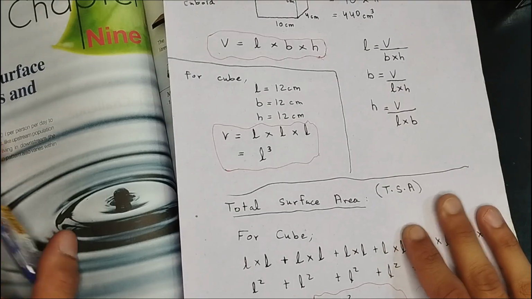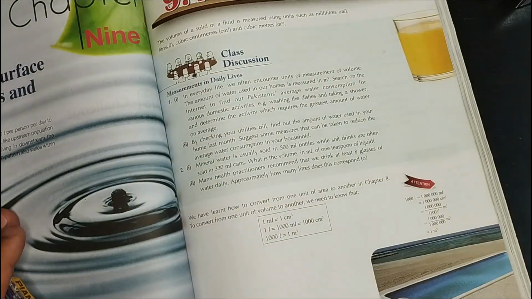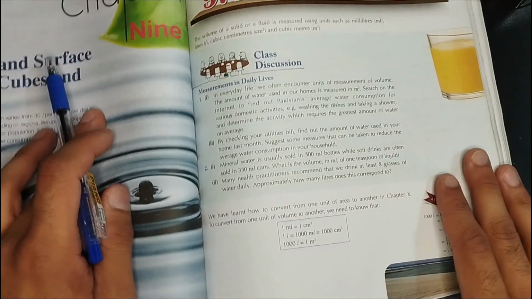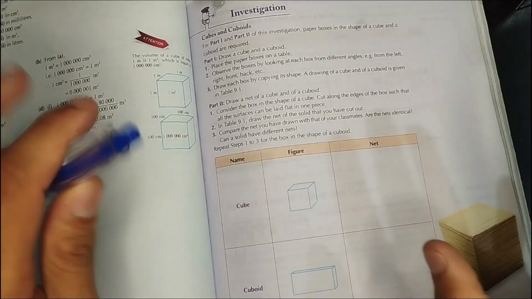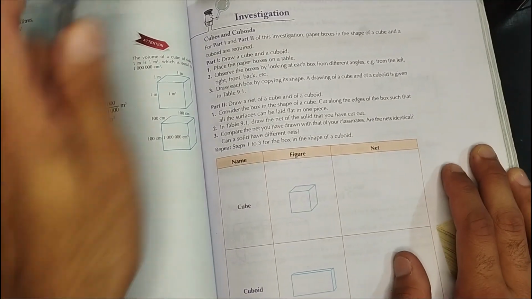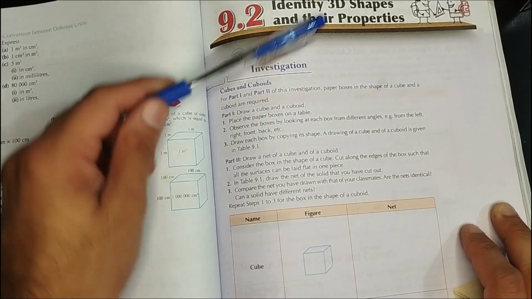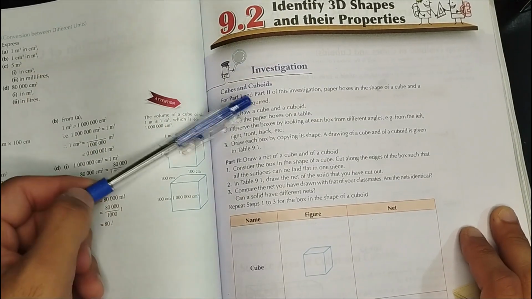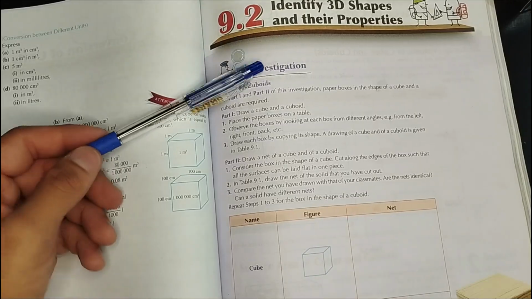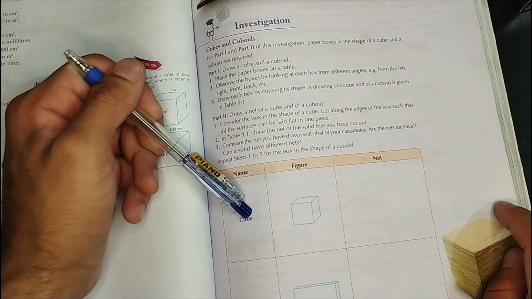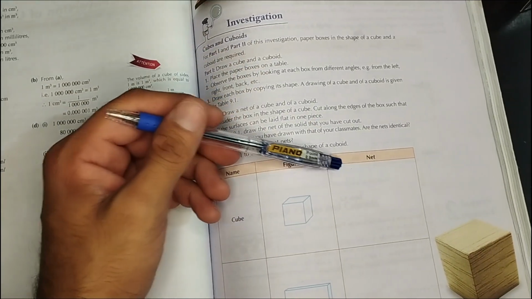Other than that, we have total surface area. We discussed what surface area means, right? We discussed what it means, but we now need to understand what it is and how to find it. Before that, in 9.2, we have basically done all the properties that we need to discuss about a cube and cuboid. We're just going to do something simple, which is making the net of a cube. What does this mean? I will show you.